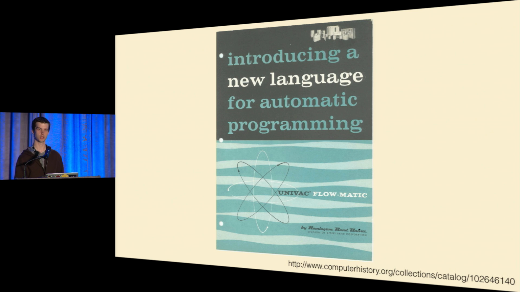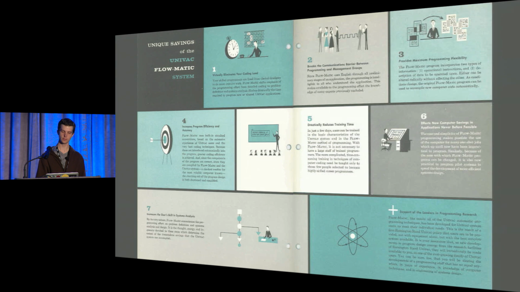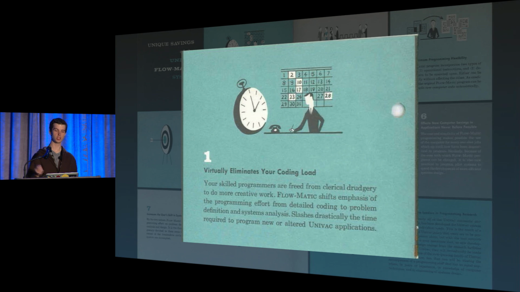So this is really interesting. I was doing some research on Flowmatic, and I found this brochure on the Computer History Museum's website that they archived, kind of the marketing pamphlet for why a team would want to begin using Flowmatic, this new language. There are some key benefits to the language, and going through them, I think a lot of these might sound familiar. Some of these unique savings that Flowmatic provided is that it freed you from the clerical drudgery to do more creative work. Right? You didn't have to spend your time focusing on the actual symbols that you were typing. You could look at the higher level.